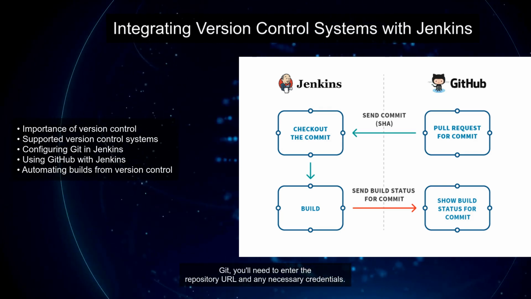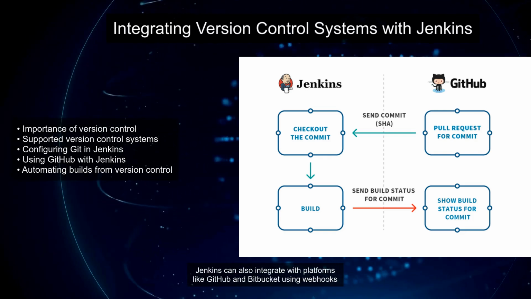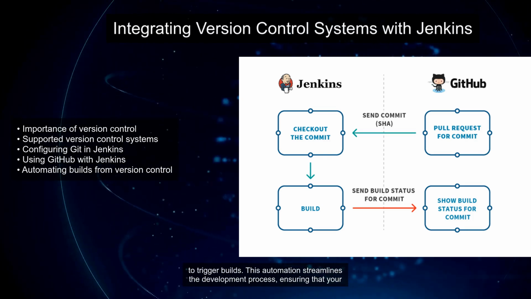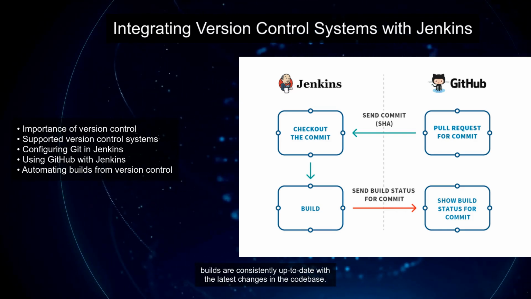For example, if you're using Git, you'll need to enter the repository URL and any necessary credentials. Jenkins can also integrate with platforms like GitHub and Bitbucket using webhooks to trigger builds. This automation streamlines the development process, ensuring that your builds are consistently up to date with the latest changes in the codebase.